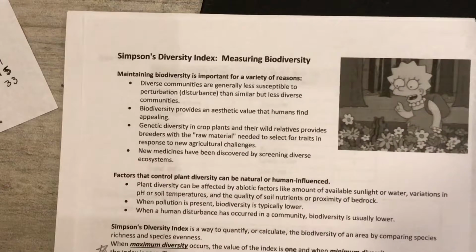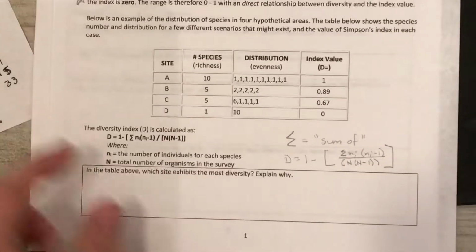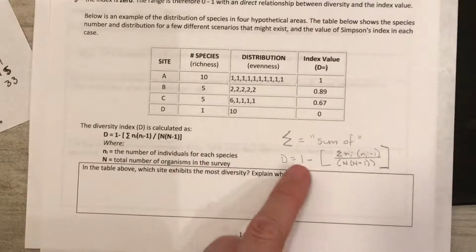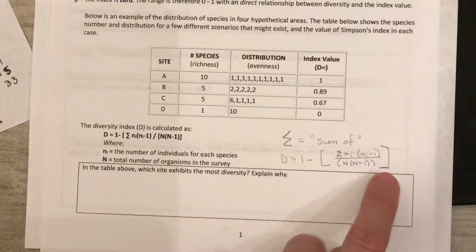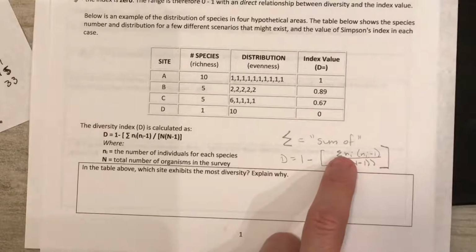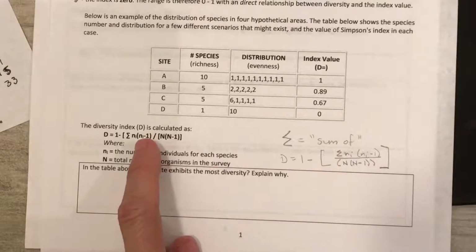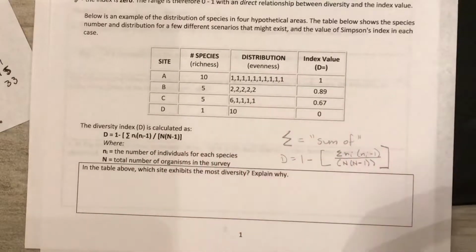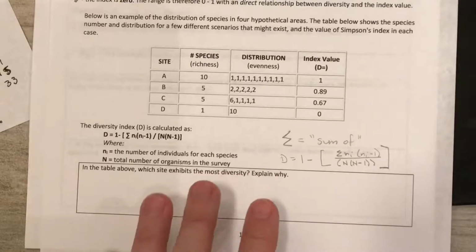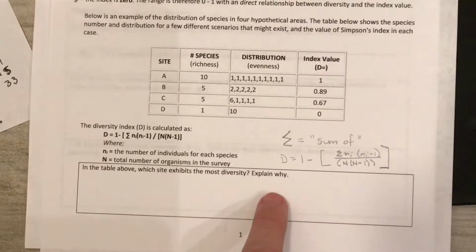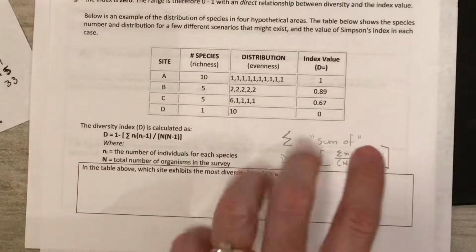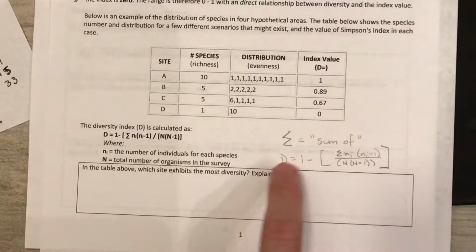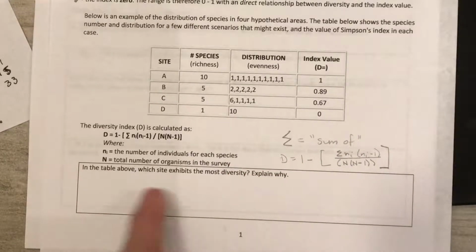Here you have the Simpson's Diversity Index. I want to make sure you understand what this formula is right here. This is what it looks like when you actually write it out. That Σ means sum of. So when you're calculating this, this is for each species, and then you're going to add it all together. I am going to post a link of something like this that has been worked out, the actual diversity index, so you can take a look at that.